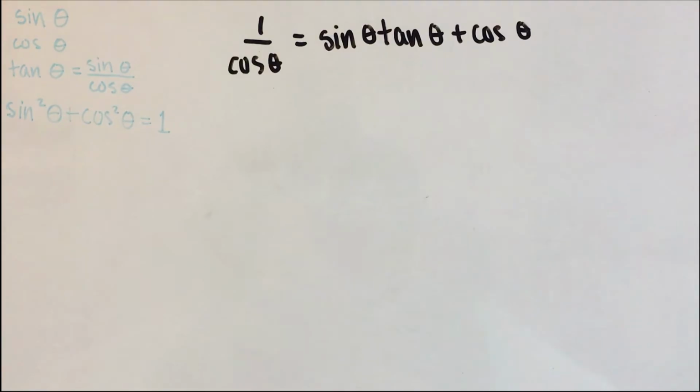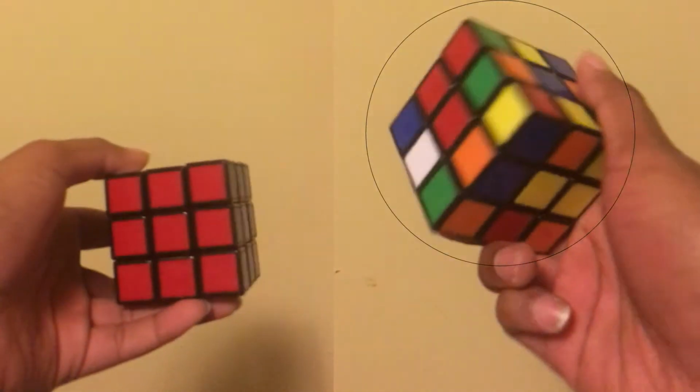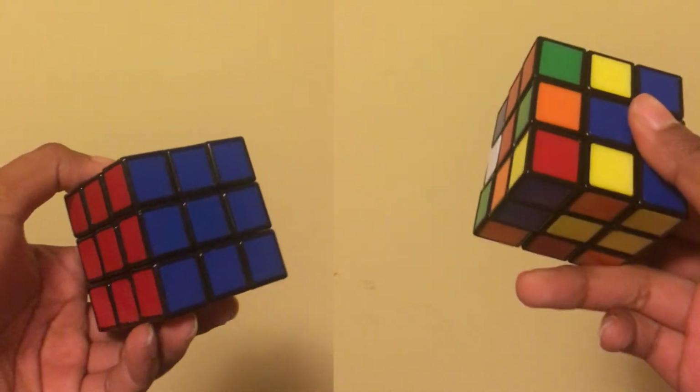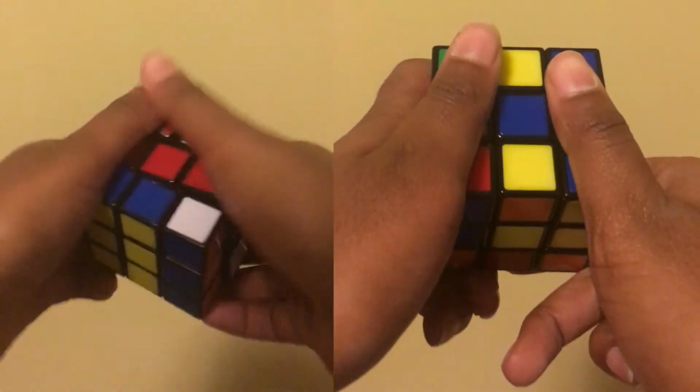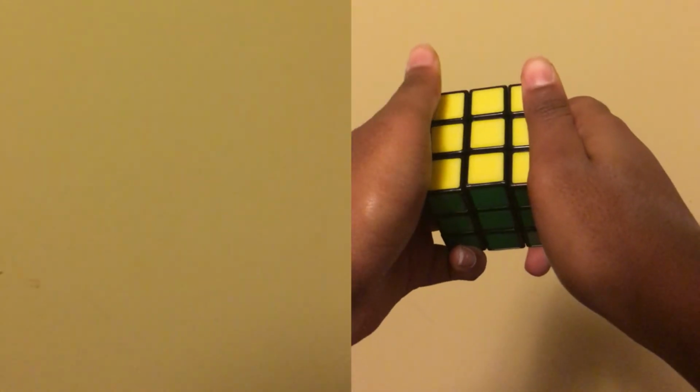To start, we have to pick a side to change up. I'll give you a tip. It's usually easier to change the more complicated side. Think back to the cube example. It's easier to solve this cube and simplify it to have all 6 sides a solid color than it is to take the solved cube and get it to the exact pattern of this mixed one. But don't worry, our proof is much easier than solving a Rubik's Cube.